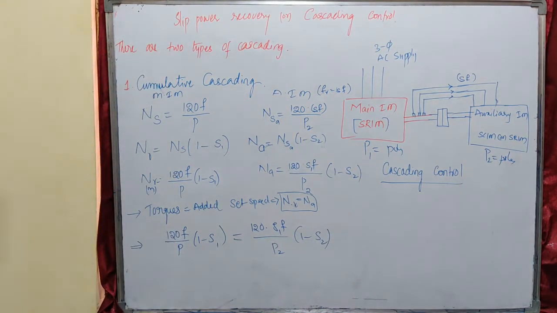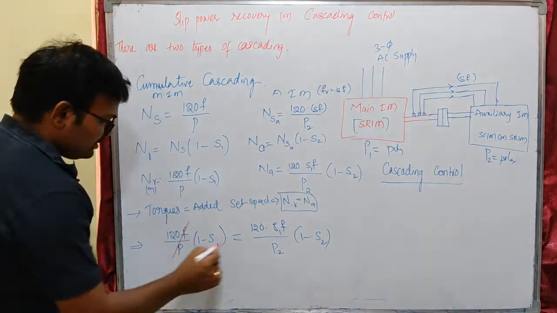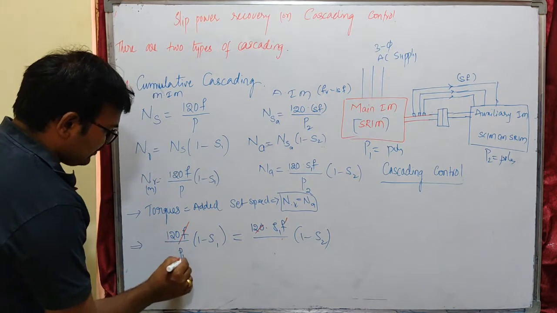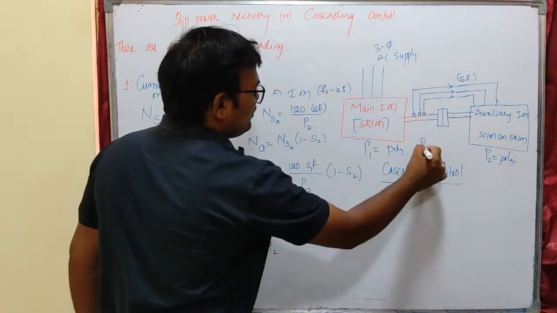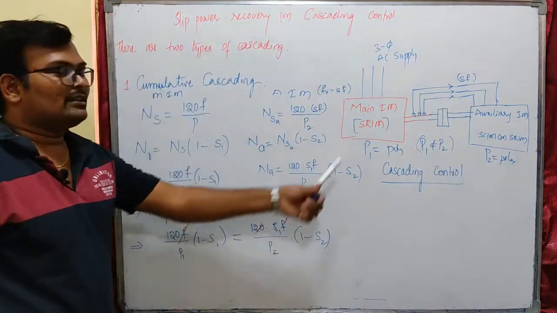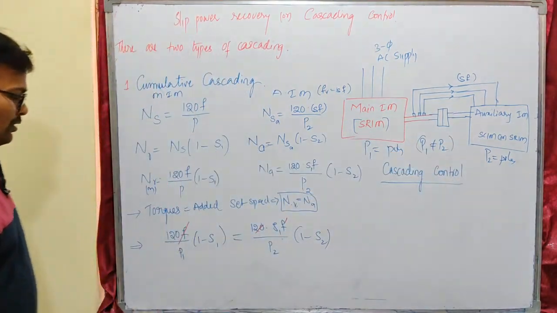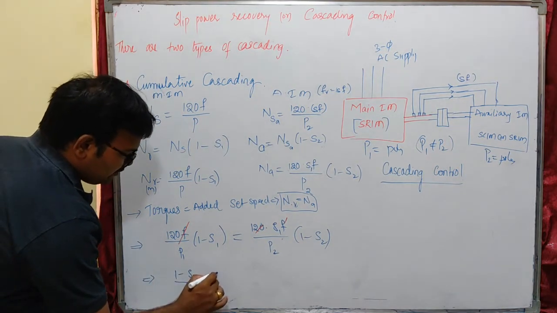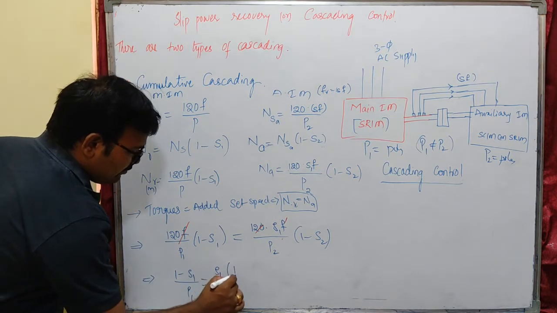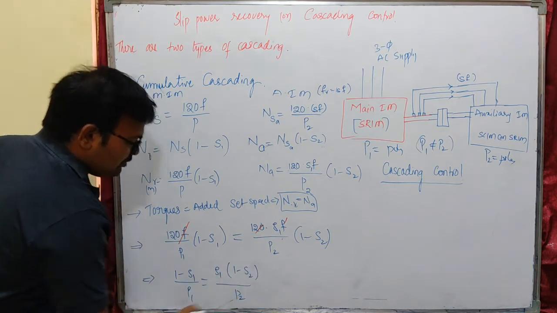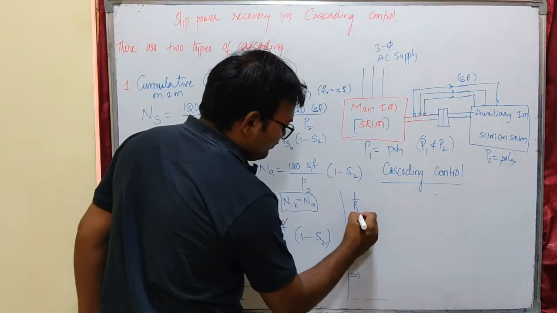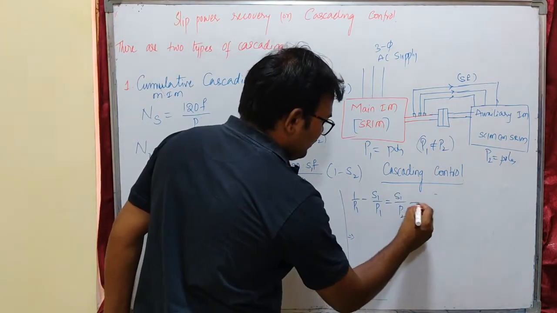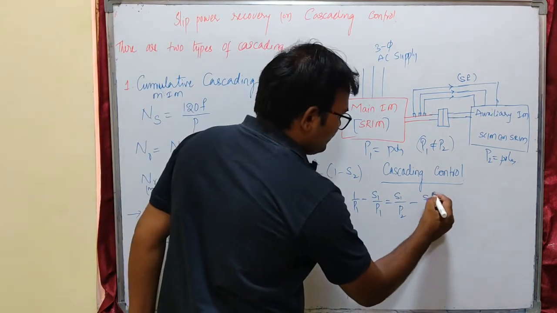So you can cancel out the common factors here. Sorry, this is different, right? P1 is different and P2 is different. P1 is not equal to P2 here. The number of poles in the main induction motor is not equal to the number of poles in the auxiliary induction motor. So now what are we left with? We are left with 1 minus S1 by P1 equal to S1 into 1 minus S2 whole by P2. I am going to take S1 common, so that 1 by P1 minus S1 by P1 equals S1 by P2 minus S1 into S2 by P2.